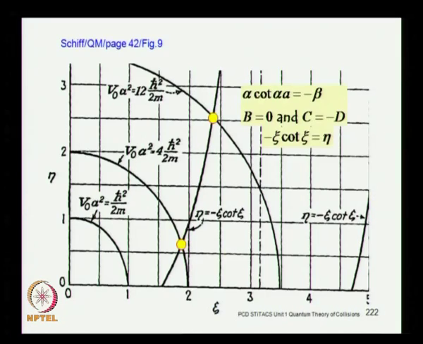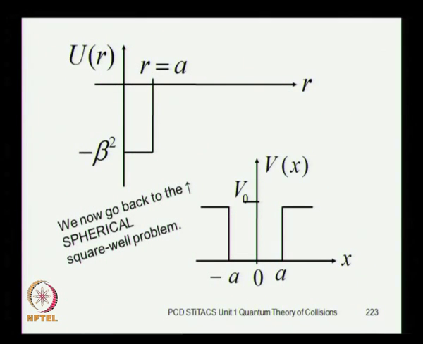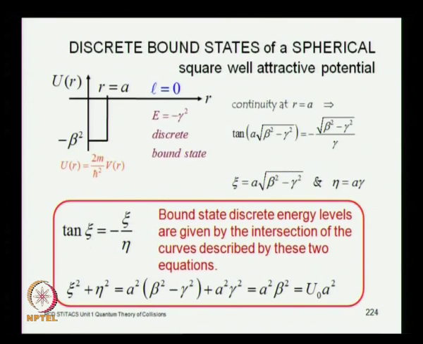So, you get solutions from one or the other, not from both. You can get solutions from both if the boundary conditions are satisfied for both. So, for the spherical square well, now we are not talking anymore about the one dimensional square well, but let us go back to the spherical square well.